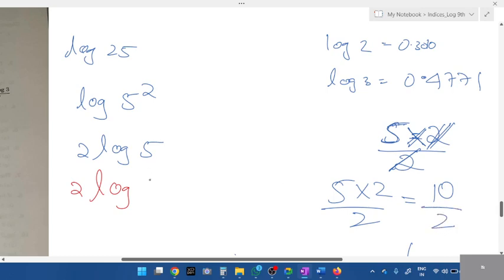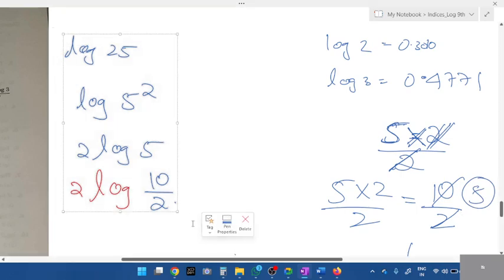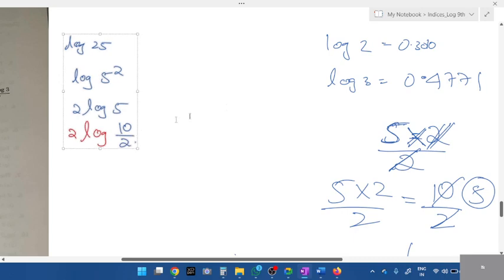So this log 5, what can I write log 5 as? 10 divided by 2. What is 10 by 2? If I reduce, what am I getting? 5. So can I write 5 as 10 by 2? Right? This is how you're supposed to write it. Now, 2 to the power of log 10 by 2. Division is given. How do you split this? Log 10 minus.